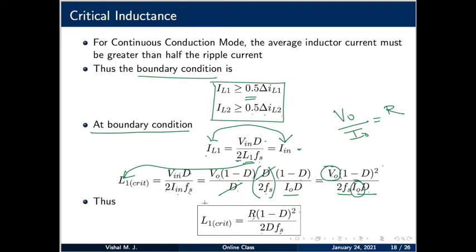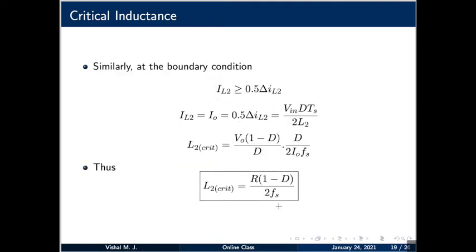If you calculate this value and take, as a thumb rule, 25% extra, then you can be sure that the current through IL1 will be operating in continuous conduction mode. Similarly, we have to do the same analysis for inductor 2 as well. That is what we are going to do now.